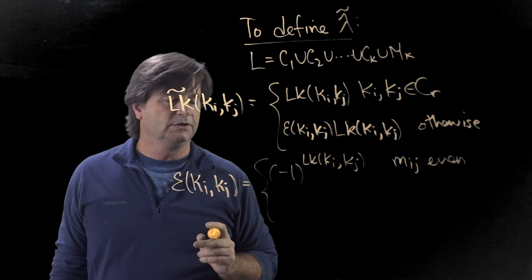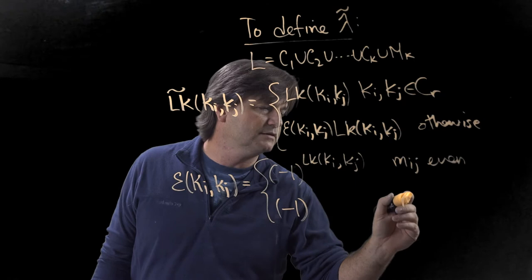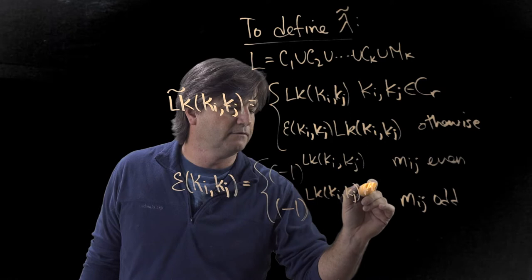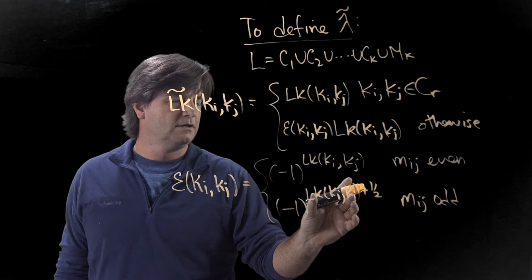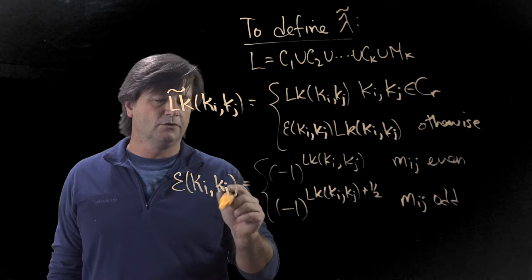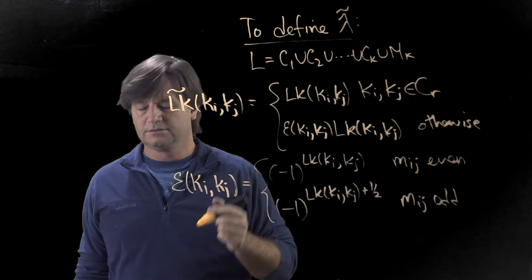If M and IJ are odd, then this is a half integer, and that would be a problem. So we just have to separate these into two cases and force one of them to be, you'll see, kj plus 1/2. So in this case, this will be a fractional, some multiple of 1/2, but then when you add the half, it'll be an integer again, and then take minus 1 to it. So the epsilon is just doing a flip on off, positive negative, on the linking number when ki and kj are in different components. All right.